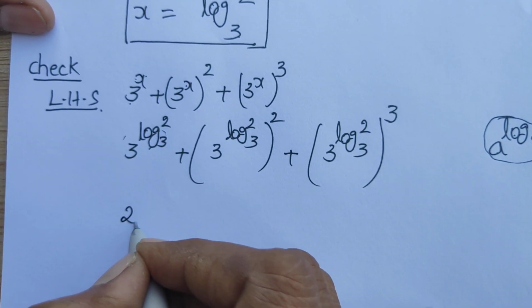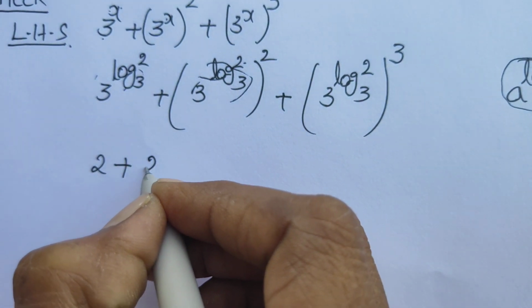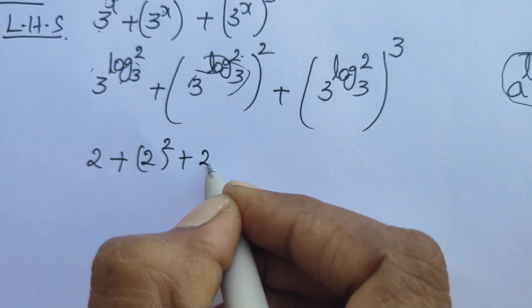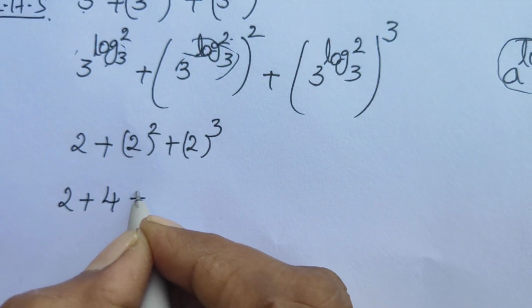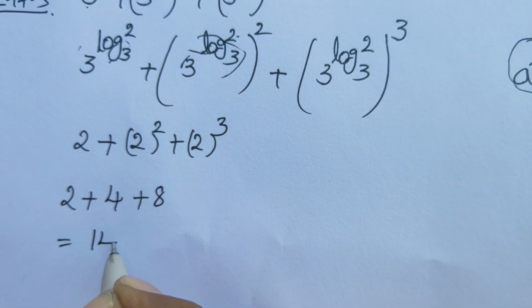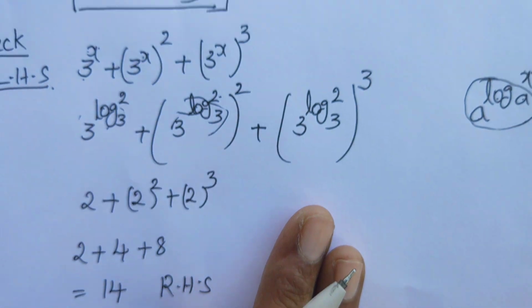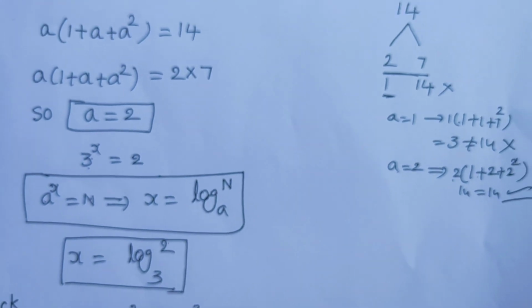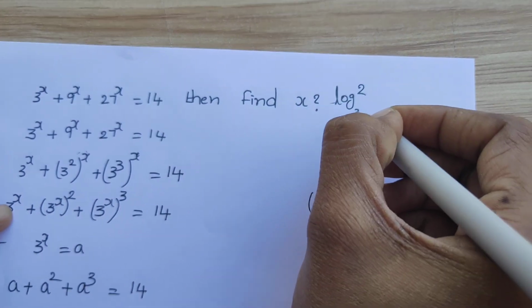So 2, 2 square, 2 cube: 2 plus 2 square is 4, 2 cube is 8. Finally 14, this is the RHS. So x equal to log 2 base 3.